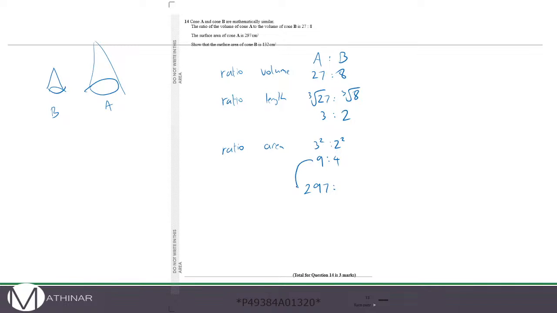So how do I get from there to there? So I'll do 297 divided by 9, which is 33. So I need to times this by 33. So therefore I times this by 33, and 33 times 4 is 132, and that will get me the marks. Okay, so that's similar shapes with areas and volumes on that one.